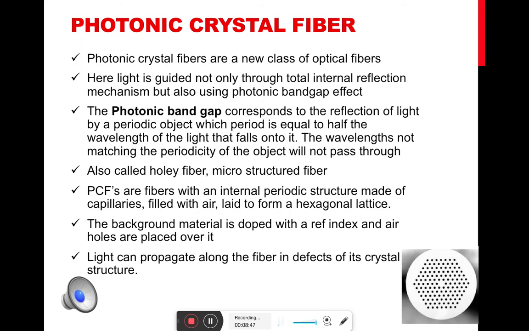So, the new classification of fiber is photonic crystal fiber. The photonic crystal fiber is new. It was developed in 1995, which is a little recent, and it came into manufacturing in the year 2000. So it is a new type of fiber that is being used in manufacturing units, the photonic crystal fiber.